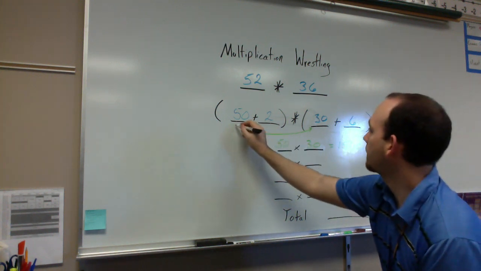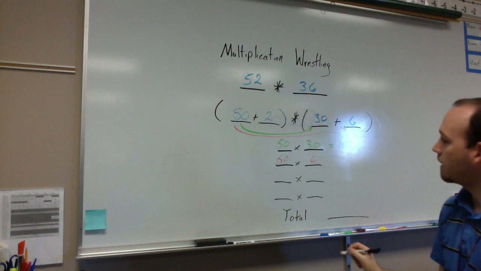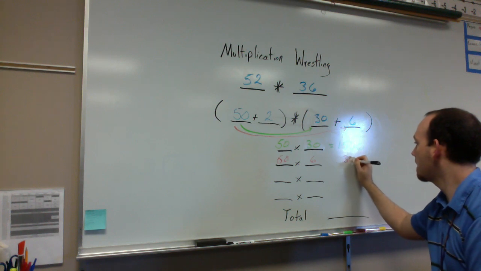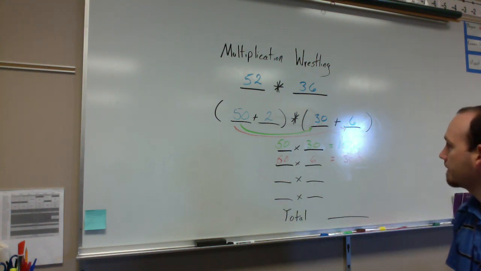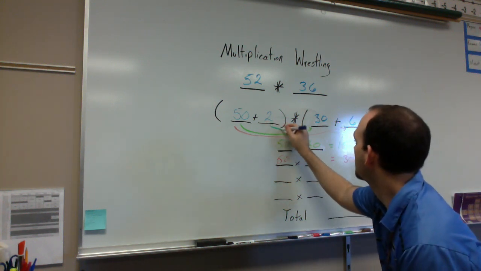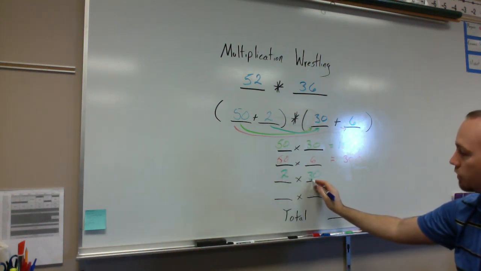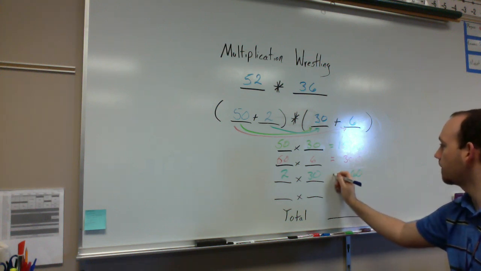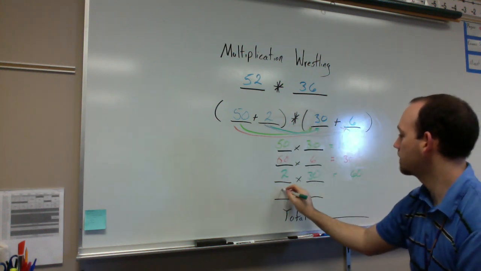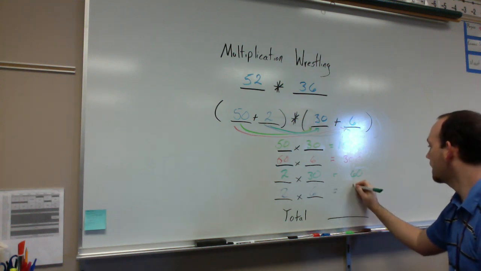Let's keep going. Next we're going to do 50 times 6. Again, we have another 0 here, so we can do 6 times 5 is 30, and add that 0 on. So you could probably guess which one is going to come next. We have 2 times 30. So we do 2 times 3 is 6, and add that 0 back on. And then the last one we're going to do is 2 times 6. No zeros involved. We just do 2 times 6, and that gives us a 12.